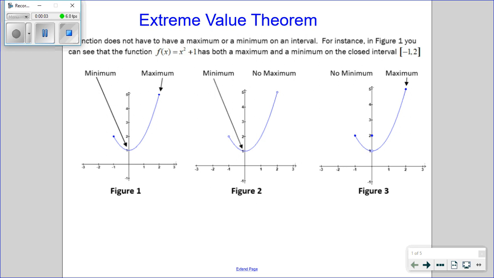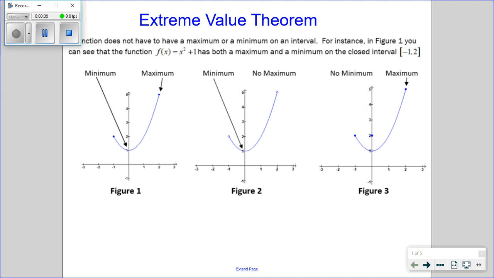Hi everyone. In this video, we're going to talk about what's called the extreme value theorem. To put this in perspective, we've been working on using the first derivative and the second derivative to find characteristics of the original function. If you remember, we were able to use the first derivative to find intervals of increase, decrease, and relative extrema. And then we were able to use the second derivative to find intervals of concavity and inflection points.